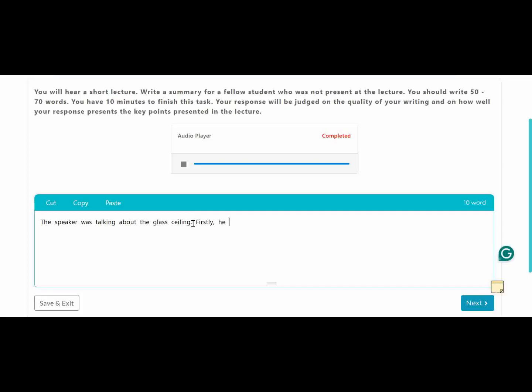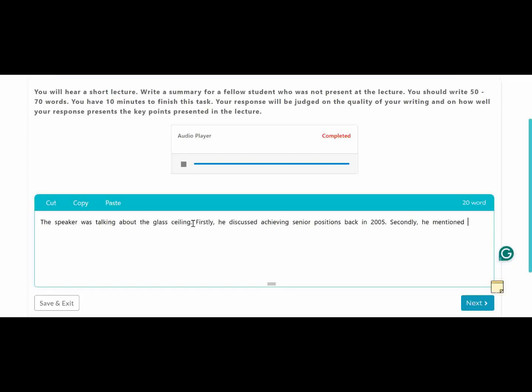he discussed achieving senior positions back in 2005. This is the second line. Next line. Secondly, he mentioned. So this is the line from the template.